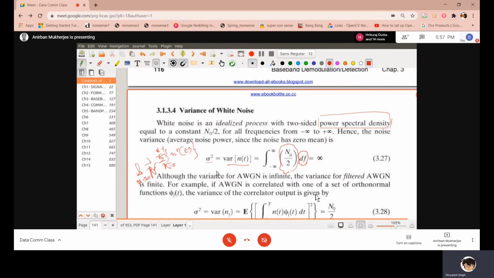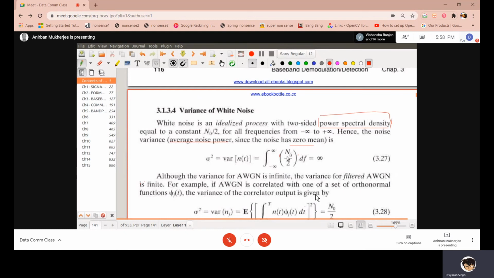Please remember this noise variance is the average noise power, not instantaneous noise power, okay? Because the noise is zero mean. If it is not zero mean, then variance is not average noise power. Now, this is N0 by 2 and df.